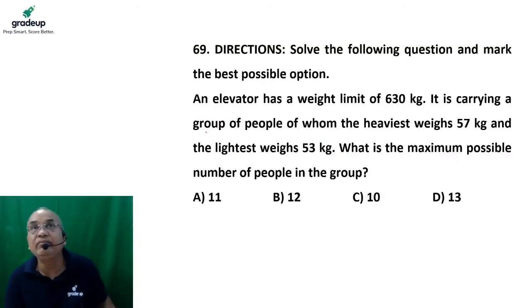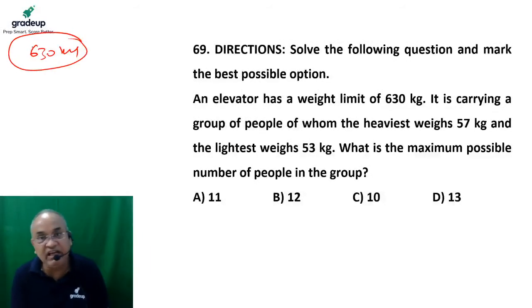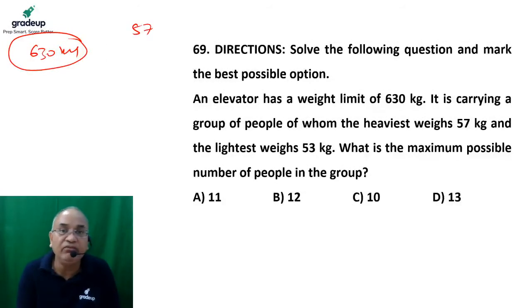An elevator has a weight limit of 630 kg. Any elevator can lift at max 630 kg. It can carry a group of people of whom the heaviest person weighs 57 and the lightest person 53.